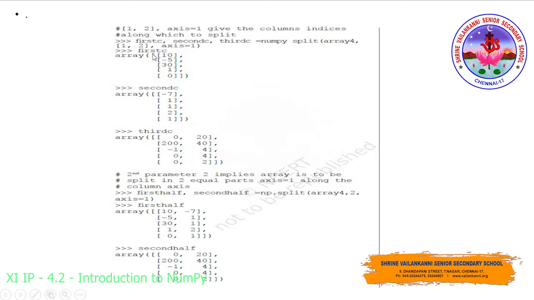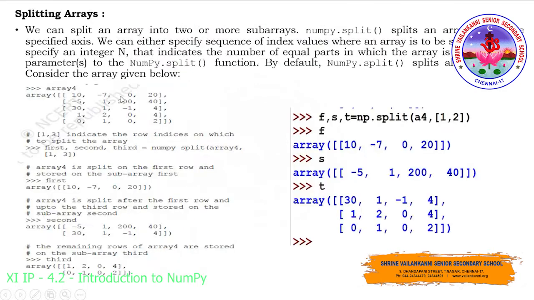For example, the first variable C they have called here, and this 10, minus 5, 30, 1 and 0 is the column value. So the first column has been split off.